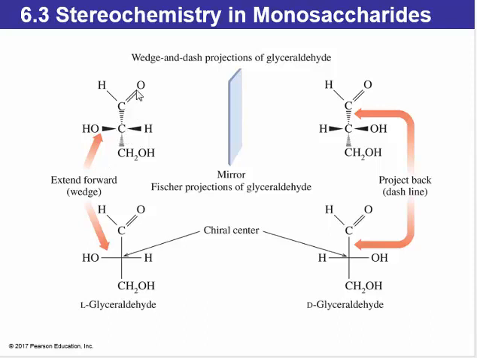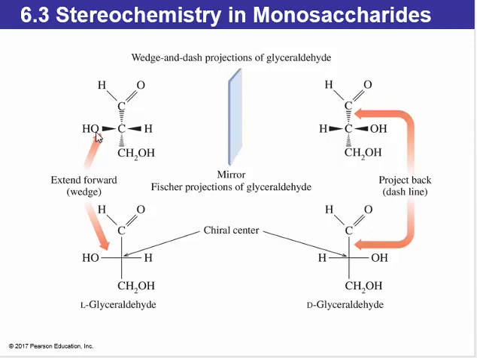Carbon number 1 is carbonyl, so it can't be chiral. Carbon number 3 has 2 hydrogens, so it cannot be chiral. This has 1 chiral carbon, and so it has 1 enantiomer. And drawn on the slide are the 2 enantiomers of glyceraldehyde.